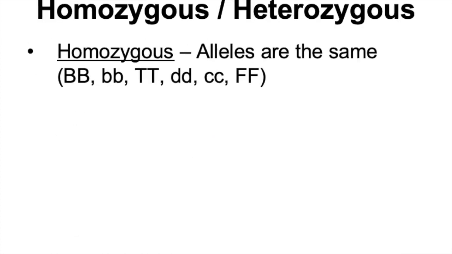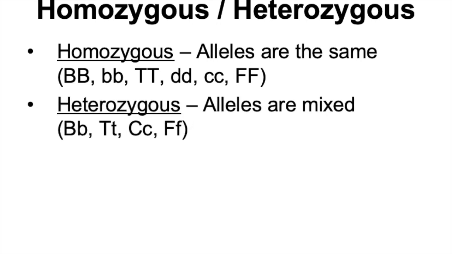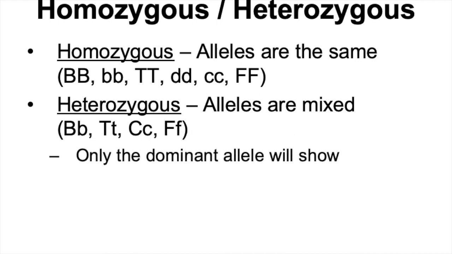This brings us to our next bit of terminology, homozygous and heterozygous. Homozygous is when the alleles are the same. Mom and dad both gave you the same allele. Heterozygous is when mom and dad gave you two different alleles, in which case the dominant allele will show up on your body in the phenotype. Remember, in science, the prefix homo means same, and the prefix hetero means different.